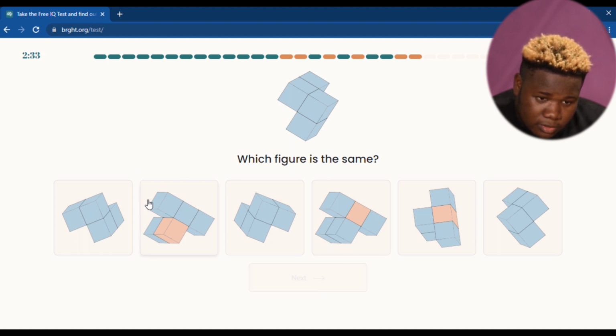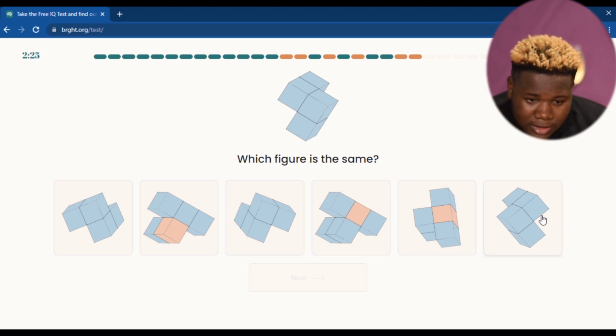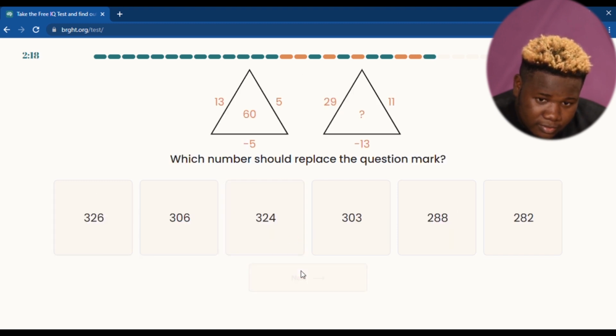Which figure is the same? Come on, man. Oh, is this or this? All right, let's go.